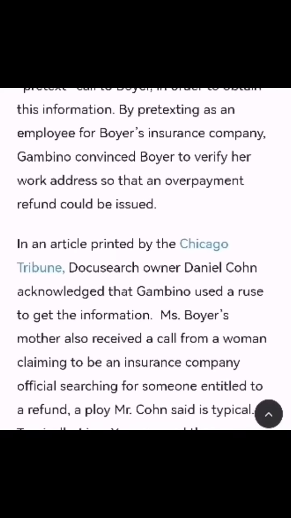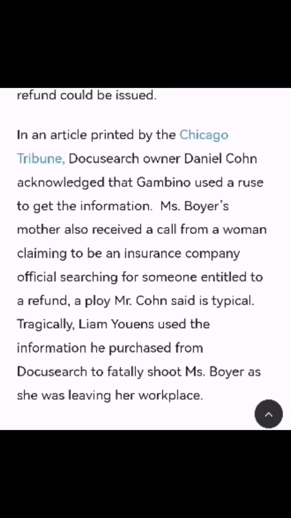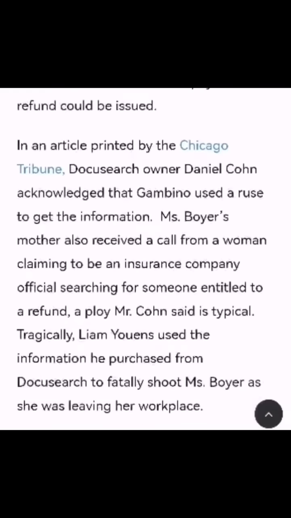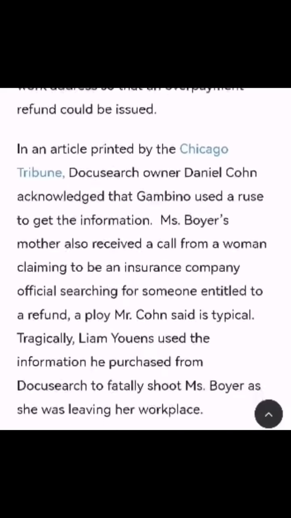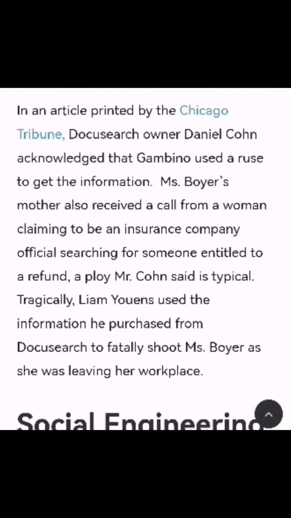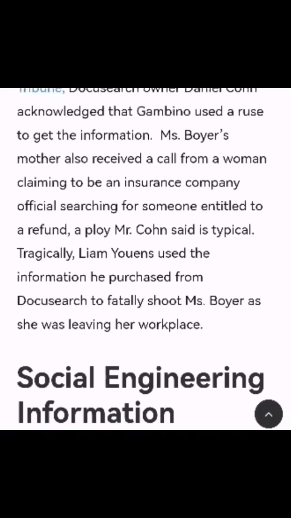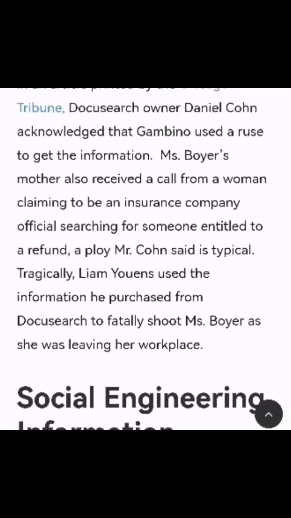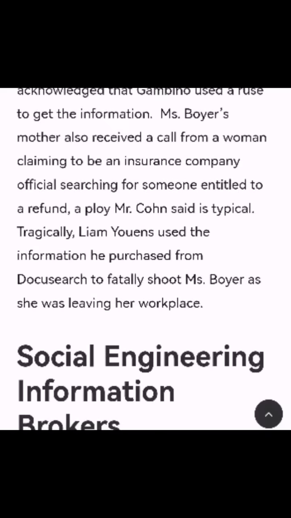By pretexting as an employee of Boyer's insurance company, Gambino convinced Boyer to verify her address so that a payment refund could be issued. In an article printed by the Chicago Tribune, Docusearch owner Daniel Cohen acknowledged that Gambino used a ruse to get the information.